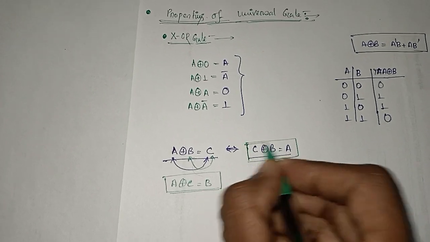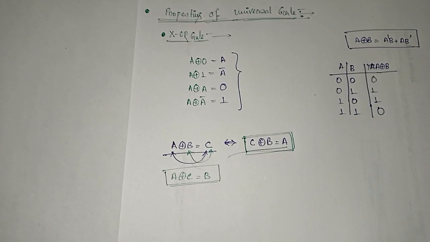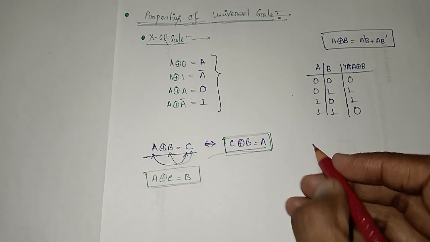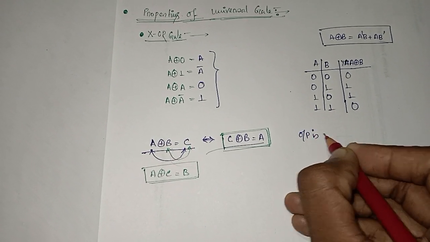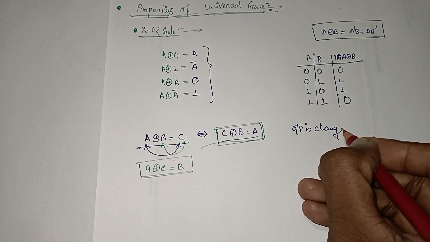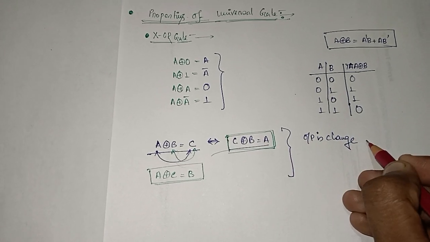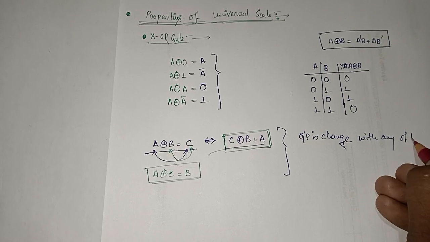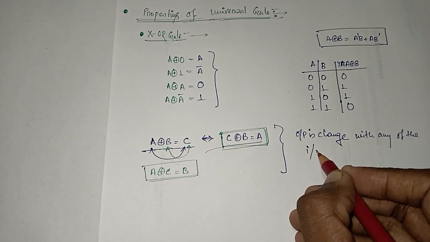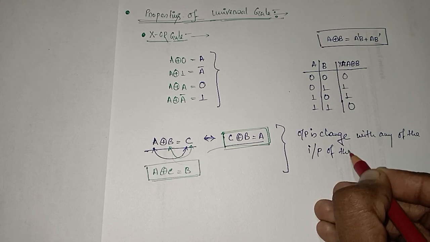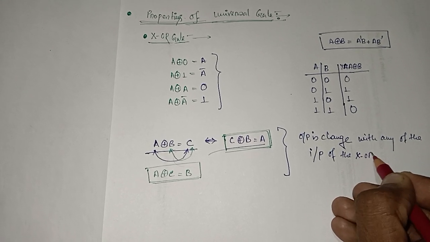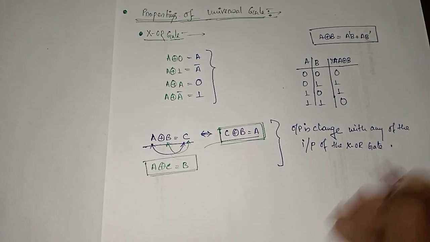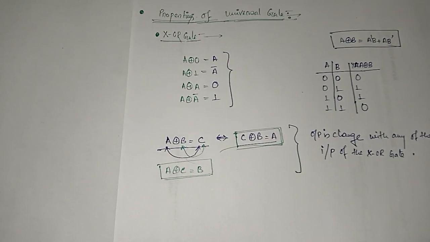So these are very important properties of the XOR gate. For these properties, the output is changed with any of the input of the XOR gate. So this is the basic property.